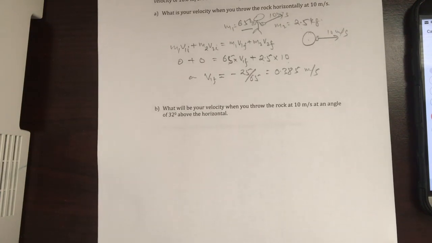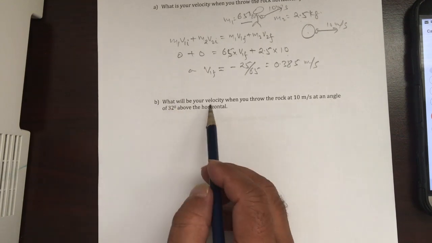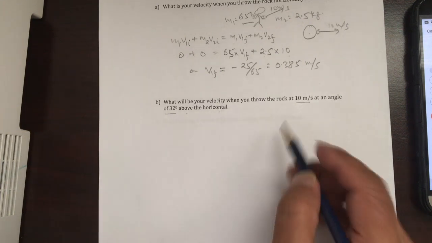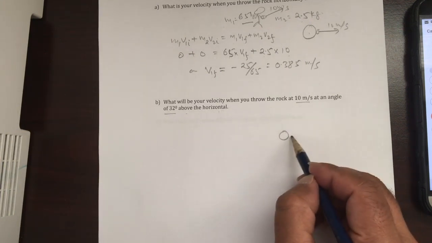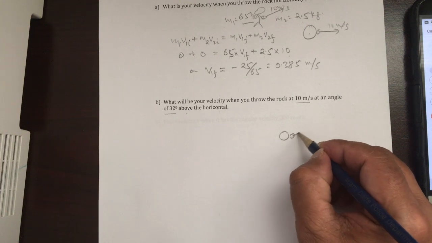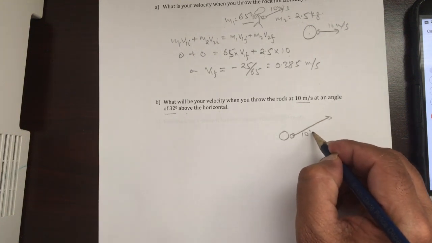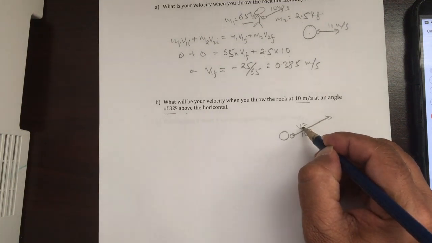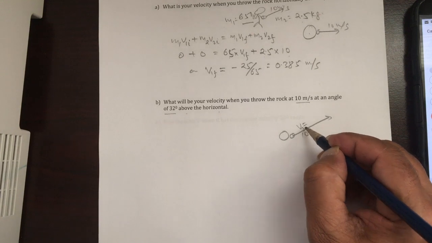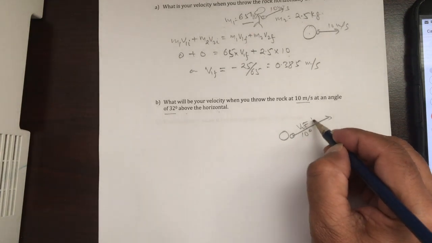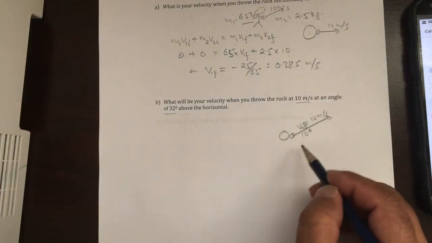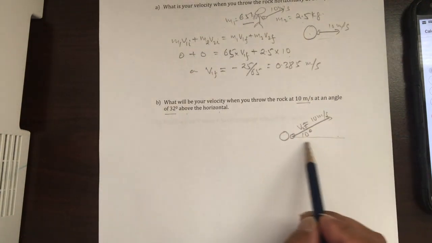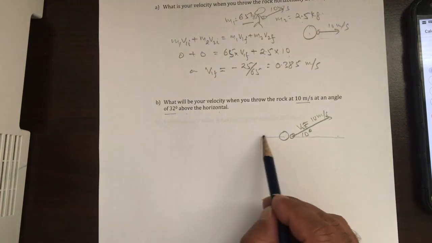So now here, what will be your velocity when you throw the rock at 10 meter per second but at an angle of 32 above the horizontal? So here's the thing. You are here, you are throwing this at an angle, 10 degree. Your velocity is the same, this is 2, right? v2 final will be the same thing, 10 meter per second, but it is at an angle of 10 degree with the horizontal, not like this straight horizontal.